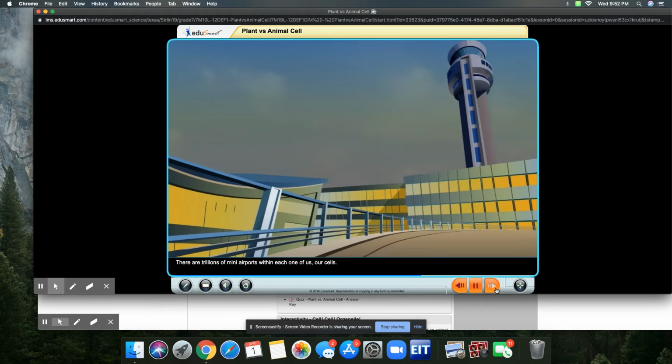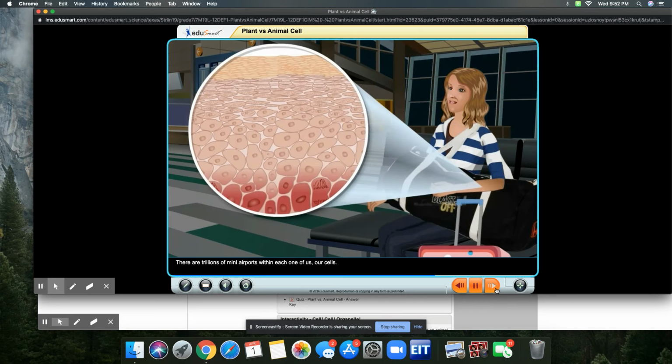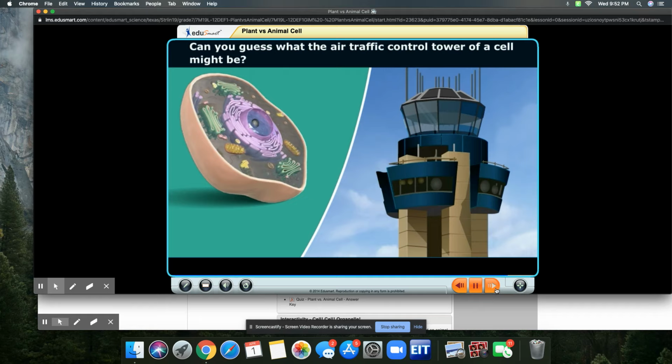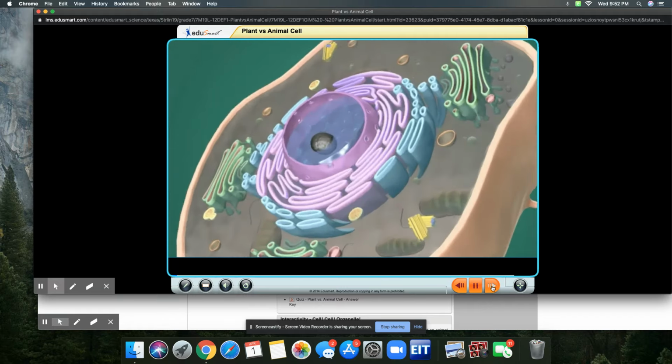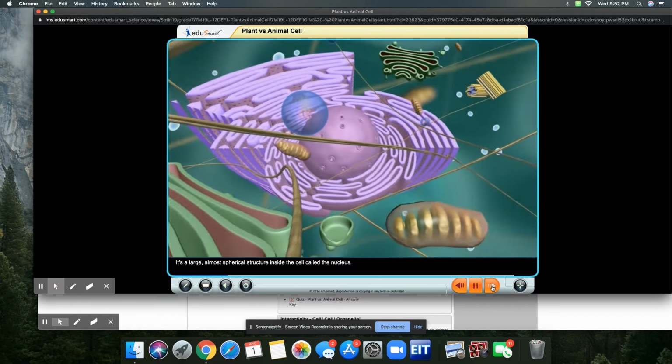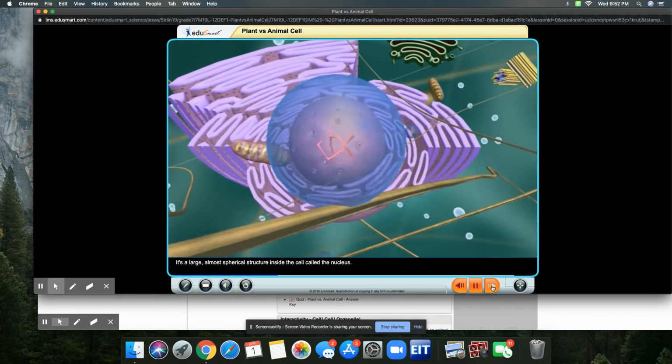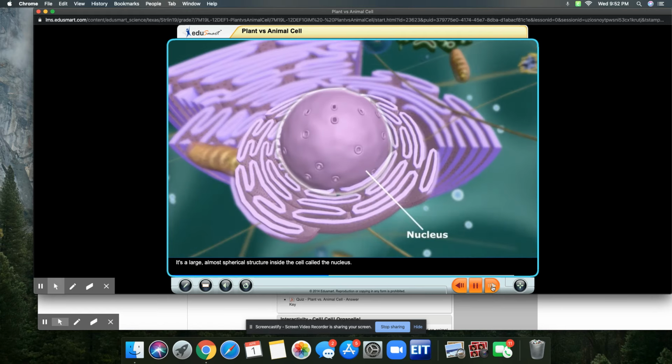There are trillions of mini airports within each one of us, our cells. These cells are collectively responsible for the production and transport of proteins to different parts at different times. Can you guess what the air traffic control tower of a cell might be? It's a large, almost spherical structure inside the cell called the nucleus.